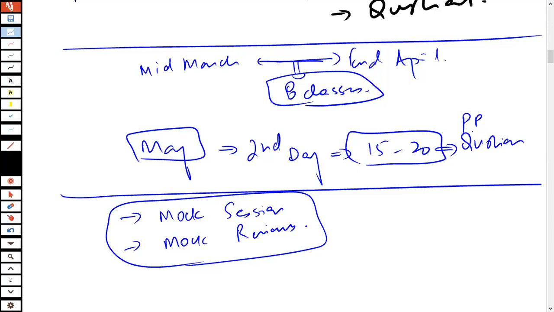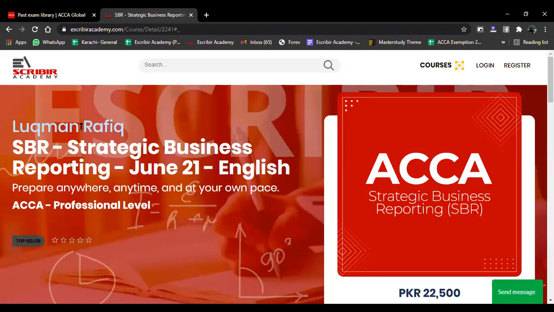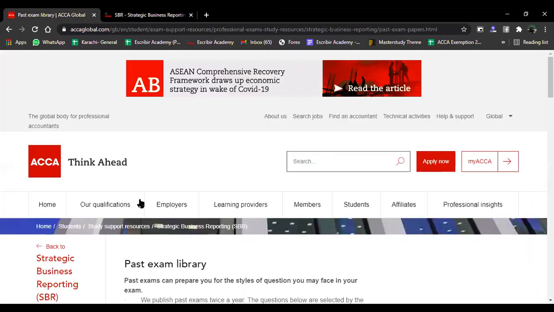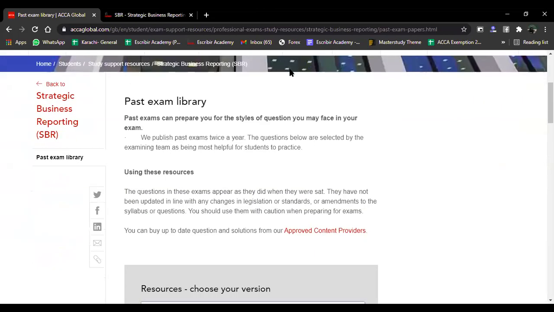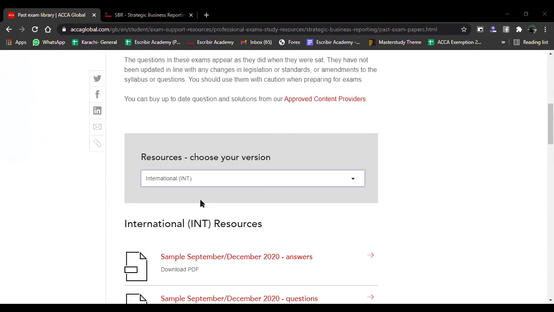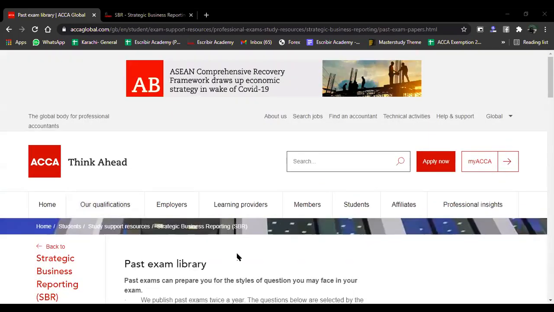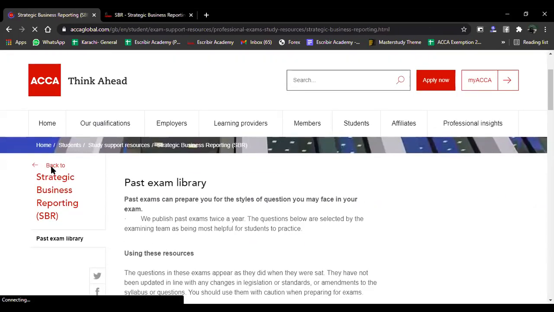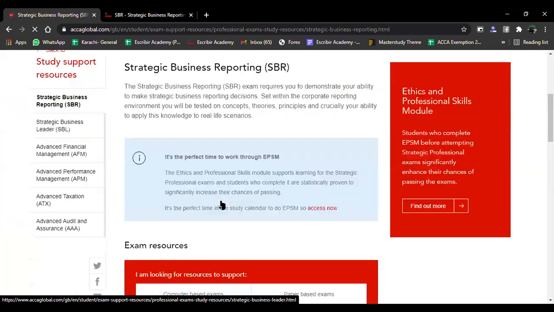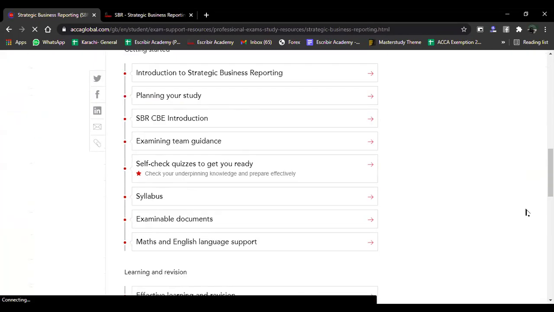Now, let me guide you a bit further. A student is asking whether I would be going through the F7 areas. Yes, I'll be going through F7 areas. Don't worry, they're already uploaded also, but I'll be going through them too. Another student is asking how to attempt the CBE. Don't worry about it. Just wait, let me demonstrate to you.